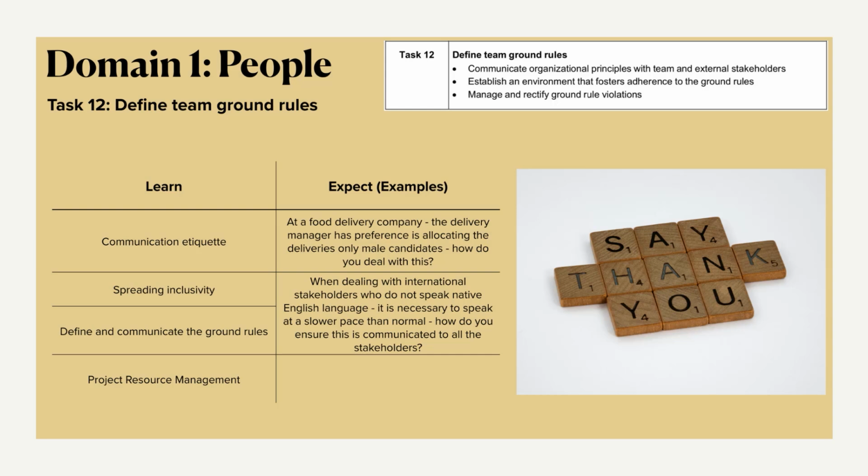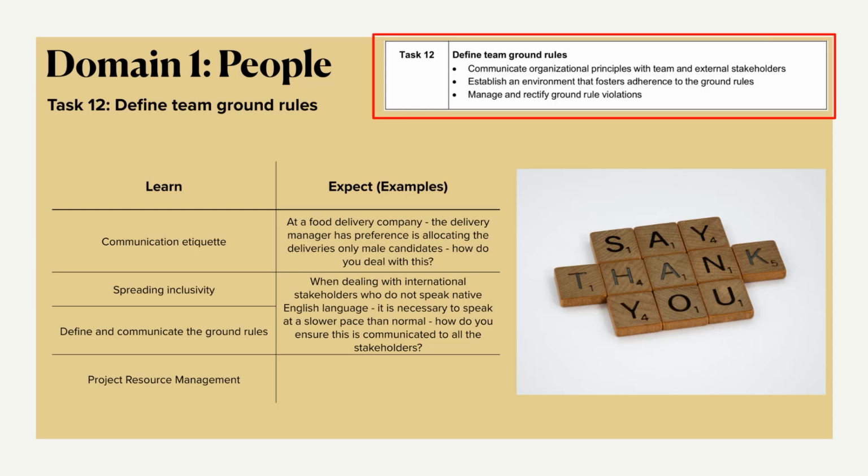But what is expected of us as the project manager in terms of PMI is as shown here. Task 12, define team ground rules. We have to communicate organizational principles within the team and the external stakeholders. So we have to establish an environment that fosters adherence to the ground rules. So everybody has to follow whatever these ground rules are for that particular company.